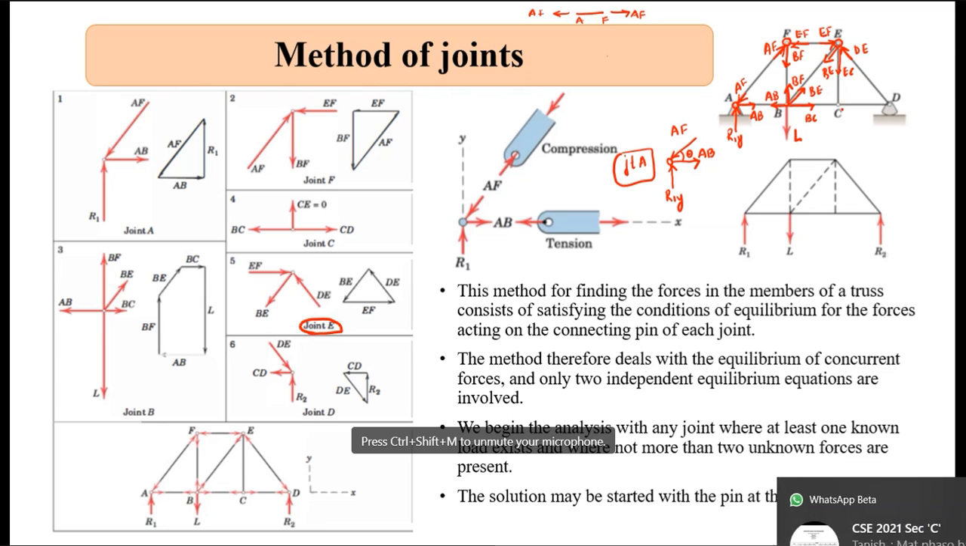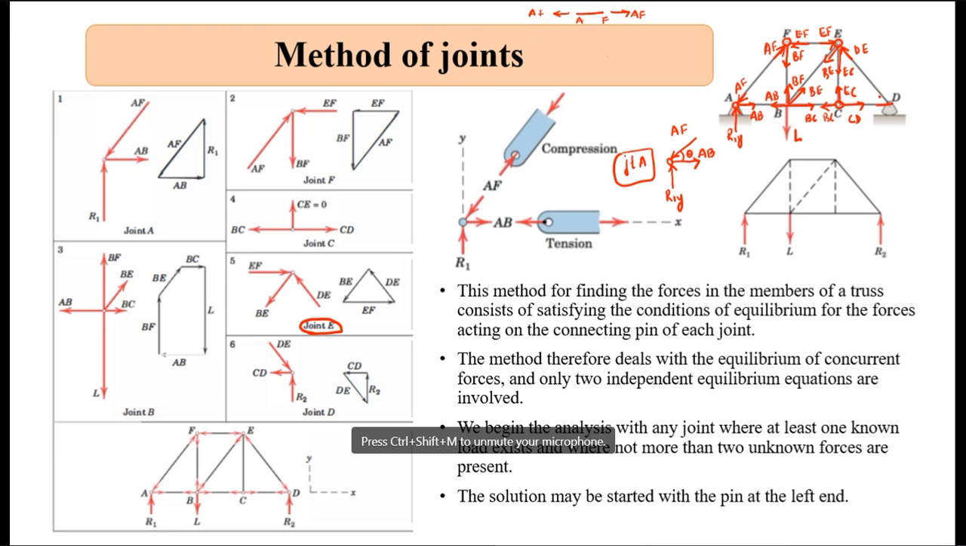Now when I move on to joint C, right? So here I have BC, it should be acting like this. EC should be acting like this. And in this direction you have C to D, right? So from this joint analysis, EC is known to me. From this joint analysis, BC is known to me. So I can easily find out CD. Correct. Now I move on to joint D.